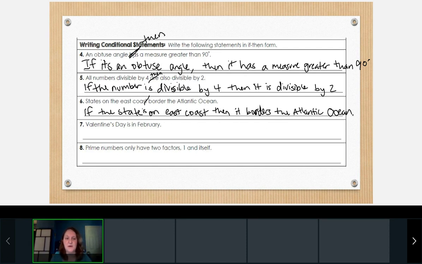Any questions about how to turn a statement into an if-then statement before we move on? Nope. Okay.